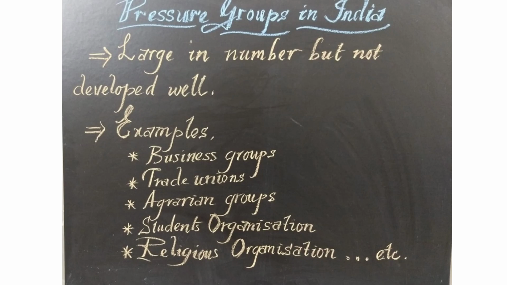Some examples of pressure groups in India: FICCI, that is the Federation of Indian Chambers of Commerce and Industry, All India Trade Union Congress, AITUC, All India Kisan Sabha, Indian Medical Association, IMA, All India Students Federation, AISF, then Tamil Sangam, Tamil Nadu Vivasayigal Sangam, and Narmada Bachao Andolan are also there. These are the important pressure groups which are working in India.